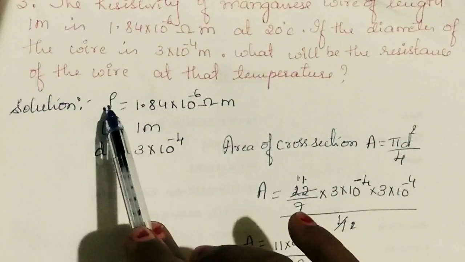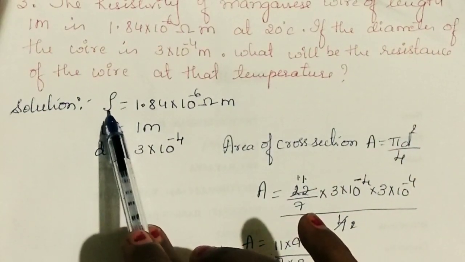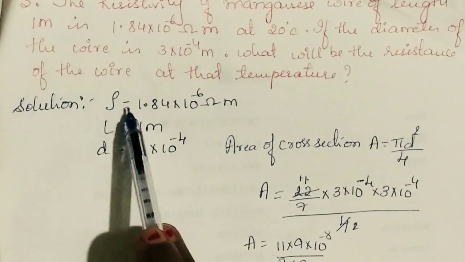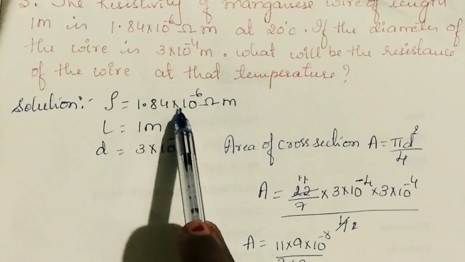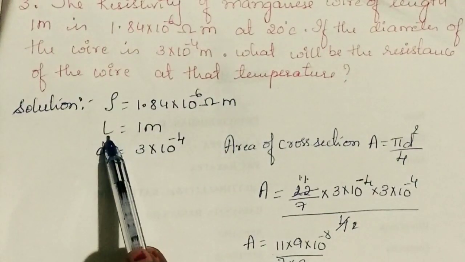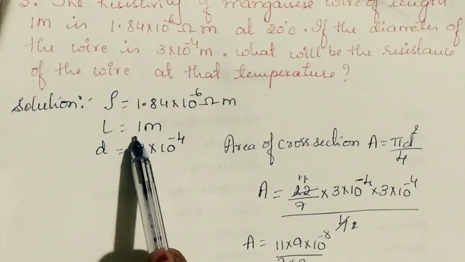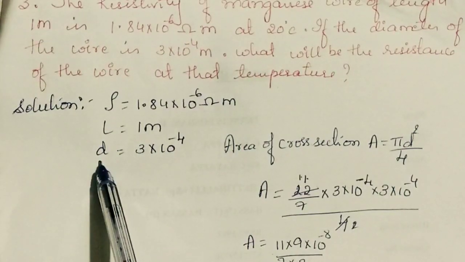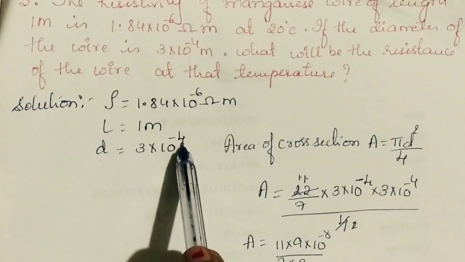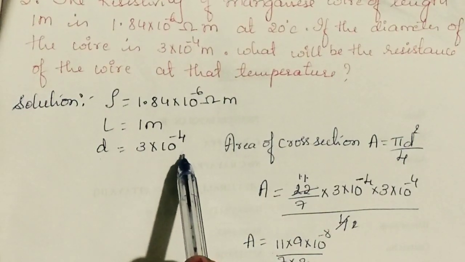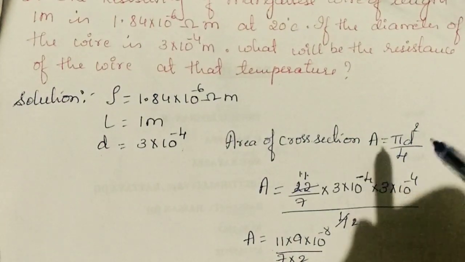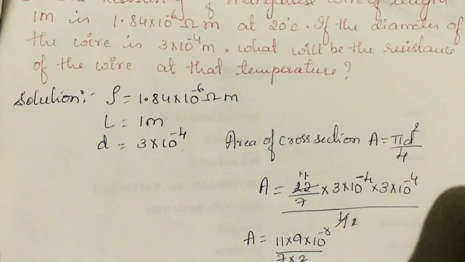What they have given in the data: they have given rho, the resistivity of the manganese wire. So, rho is equal to 1.84 into 10 to the power of minus 6 ohm meter. What is the length of the wire? The length of the wire is 1 meter. And also they have given the diameter. So, diameter is 3 into 10 to the power of minus 4 meter. First we have to find out the area of cross section A. Then we can substitute it in the resistance formula of the wire.